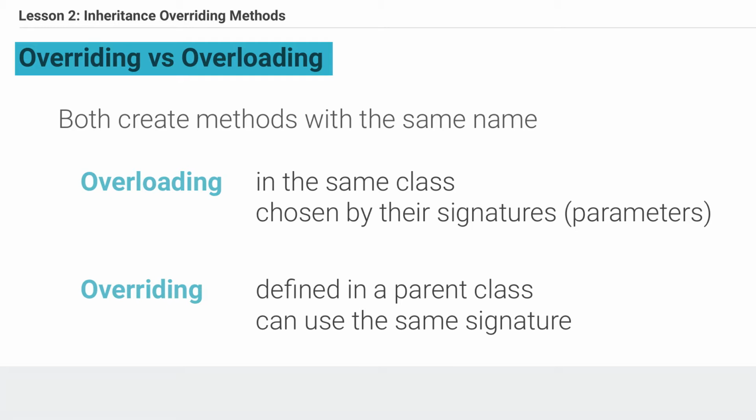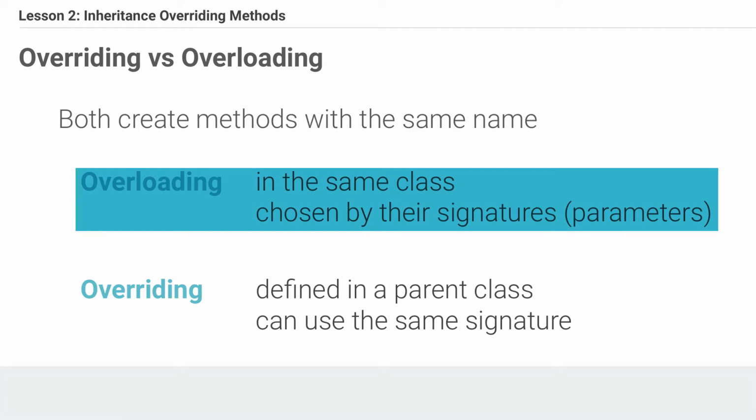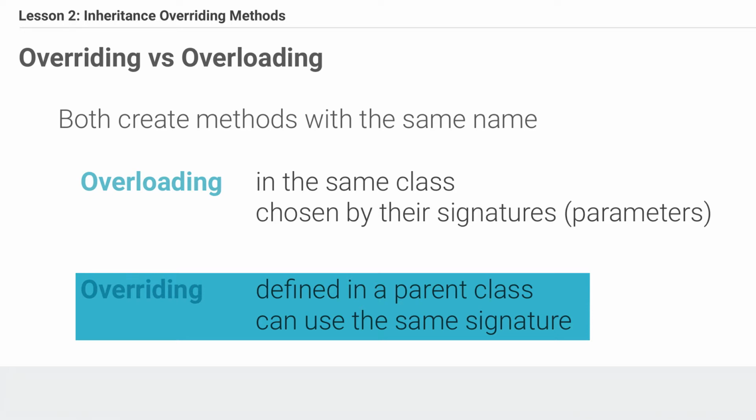So let's talk a little bit about overriding versus overloading. They're both basically the same idea. We're creating different methods that have the same name. When we're overloading, the two methods are sitting in the same class, and Java decides between them based on their signatures, which, if you remember, is just the list of parameters. In overriding, one is defined in a parent class and one is defined in a child class. They can use the same signature as we saw with the get perimeter. Java decides which to use based on the type of the object that you're applying the code to.